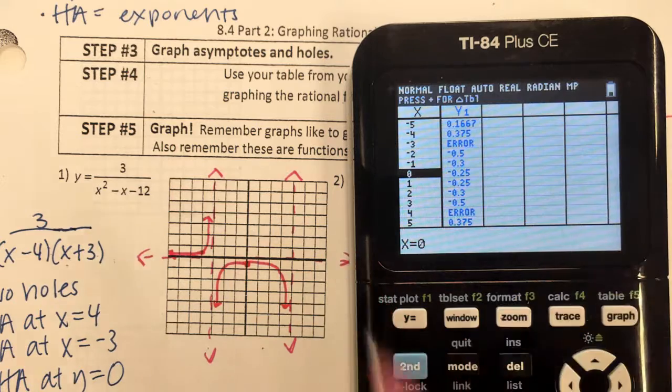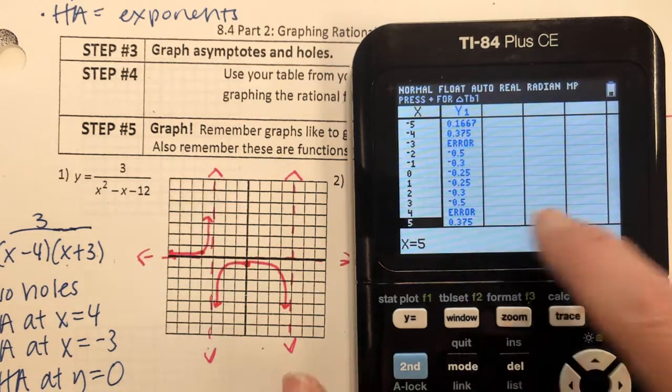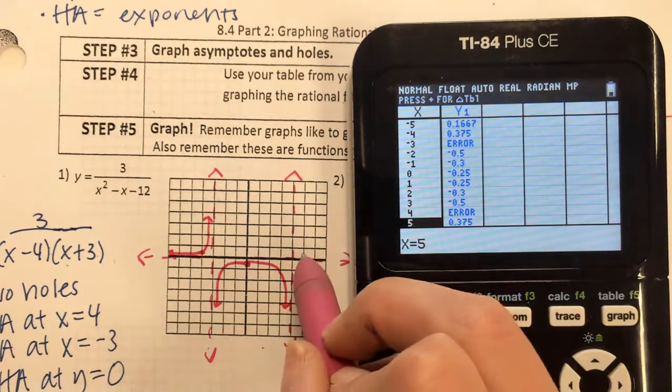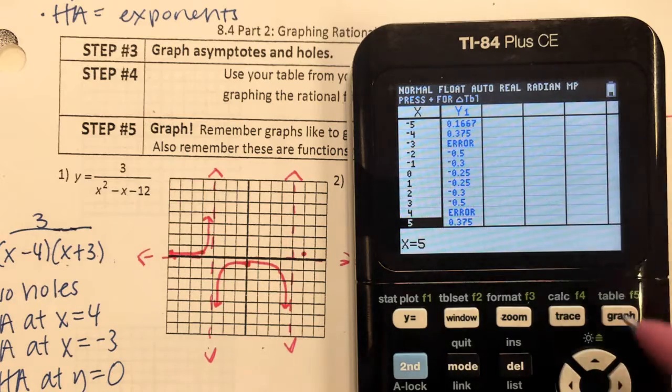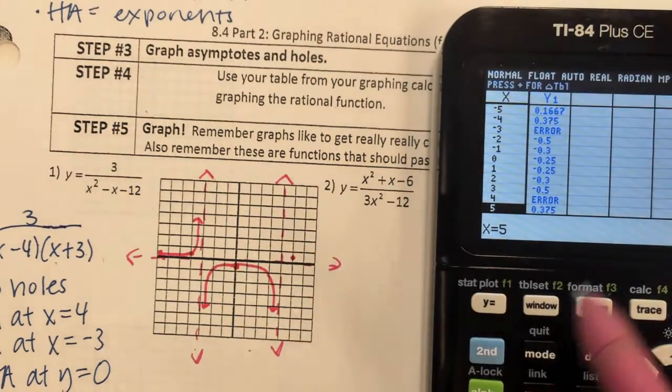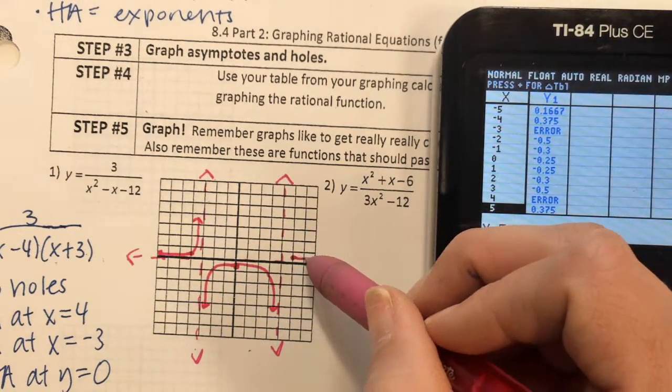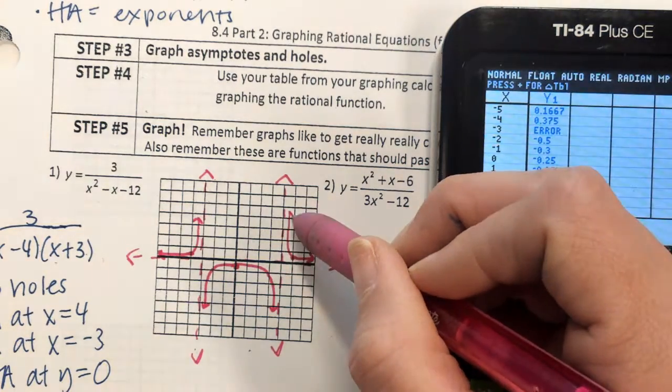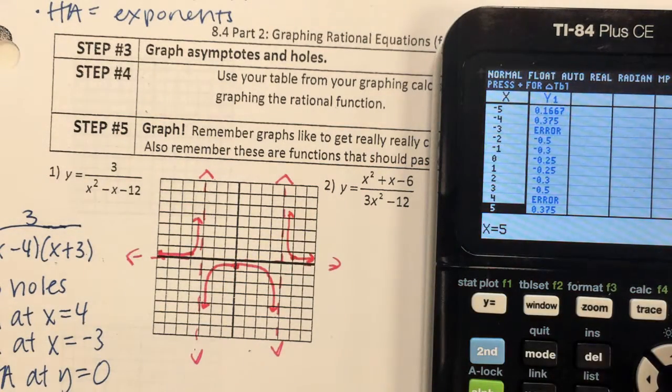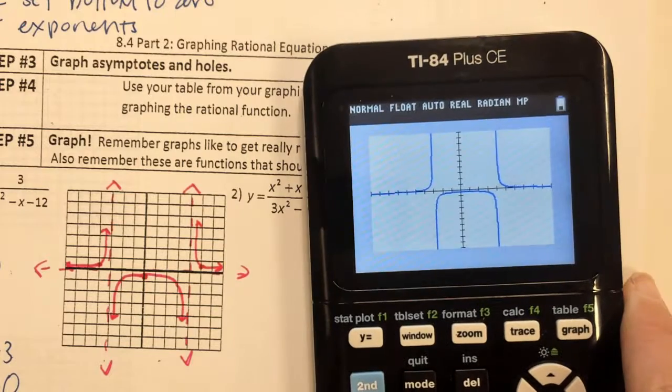Alright, then pick an x value on this side. 5. Alright, there's my y value, 0.375. So it's right here. And we know how that's going to look. It's going to approach both asymptotes. Can't go past 0. Can't go past this vertical asymptote. Check your graph to make sure it looks the same, and it does.